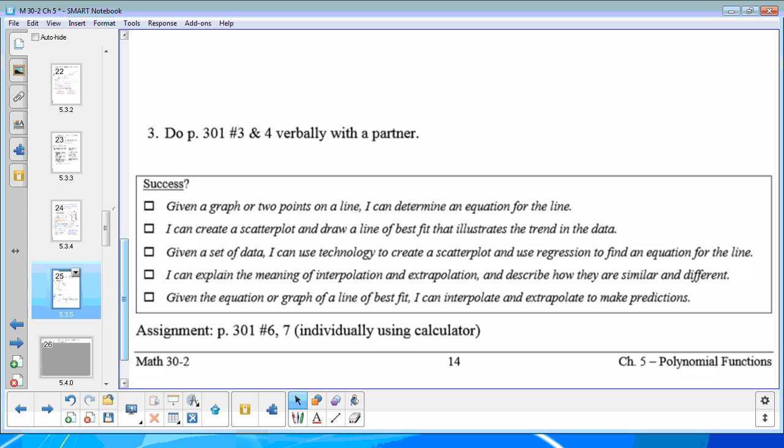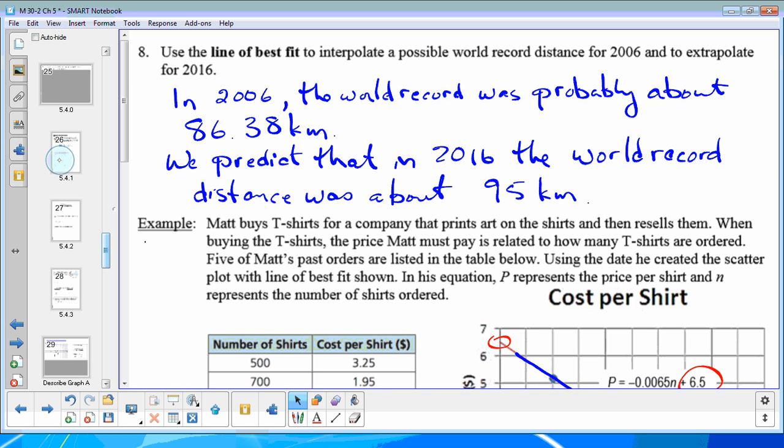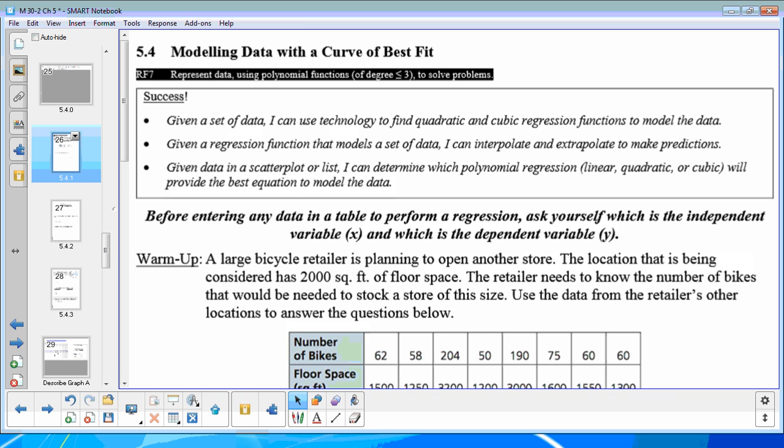So it's really important that we understand how to do regressions on the calculator. The next section, if we just look ahead to that, what we're going to look at is doing quadratic and cubic regressions. So it's not necessarily linear. So just more regression stuff. Questions?